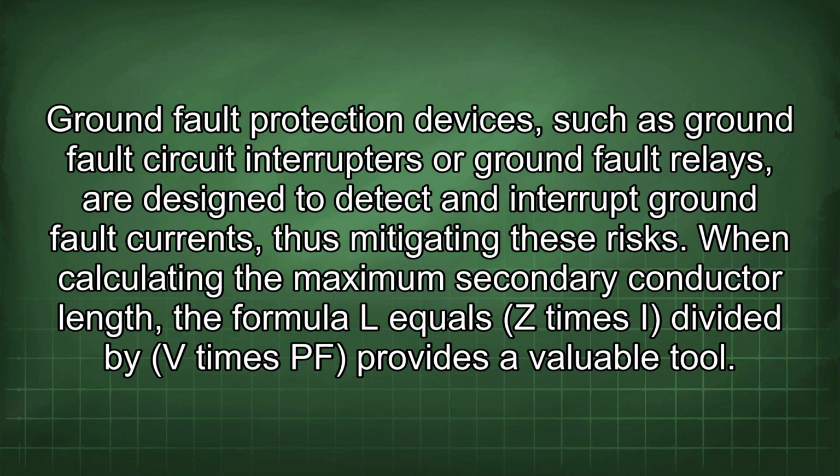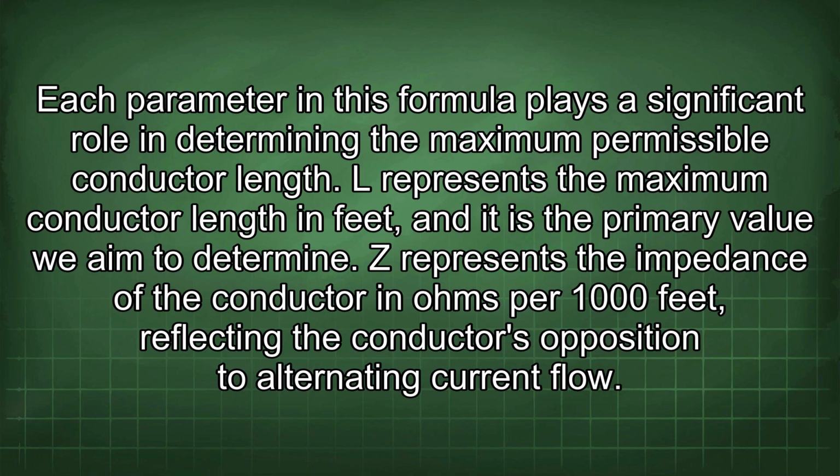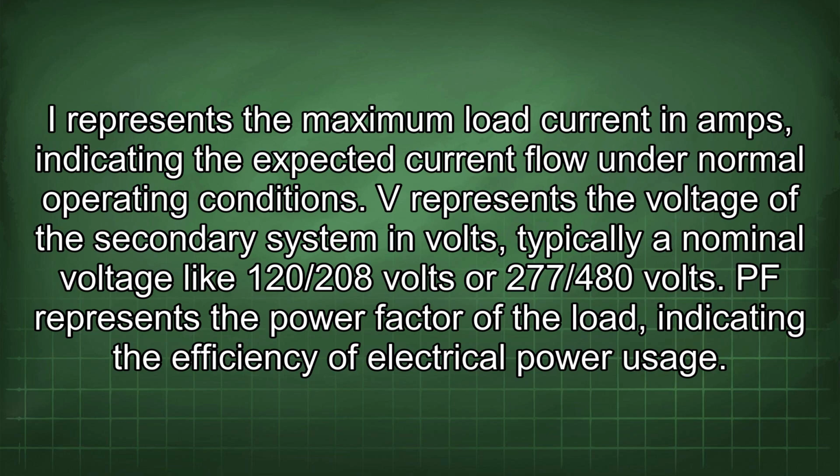When calculating the maximum secondary conductor length, the formula L equals C times I divided by V times PF provides a valuable tool. Each parameter in this formula plays a significant role in determining the maximum permissible conductor length. L represents the maximum conductor length in feet, and it is the primary value we aim to determine. D represents the impedance of the conductor in ohms per 1000 feet, reflecting the conductor's opposition to alternating current flow. I represents the maximum load current in amps, indicating the expected current flow under normal operating conditions.